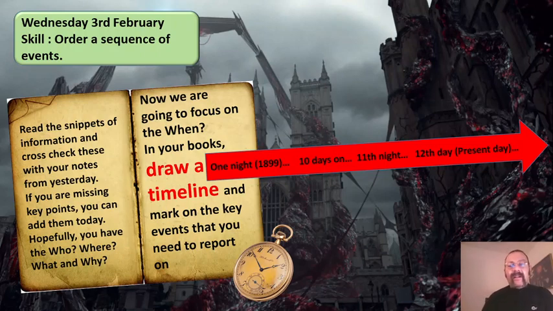So on my timeline here, my arrow, I know that the events started one night, and that was in 1899. Okay, the turn of the 19th century. And then events took place 10 days on. Something happened on the 11th night. Okay, and then the 12th day was really important as well. So you're going to mark along your timeline those key events.